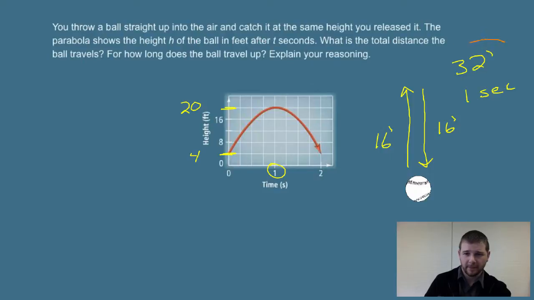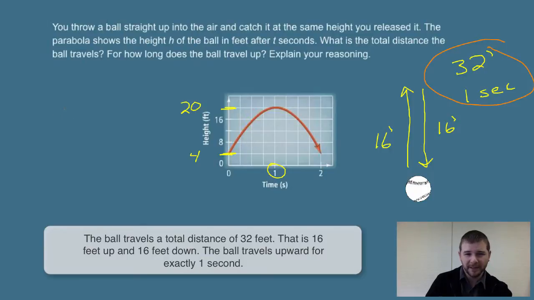And then to wrap up our solution, well, it says explain your reasoning. So we'd say something like the ball traveled a total distance of 32 feet. That was 16 feet up and 16 feet down. For how long does the ball travel up? We'd continue in our explanation. The ball traveled upward for exactly 1 second. This parabolic graph shows us that.